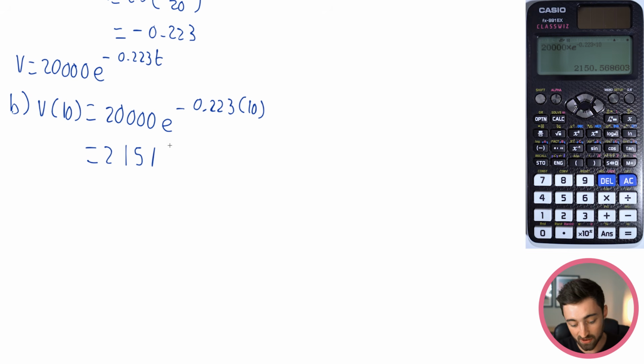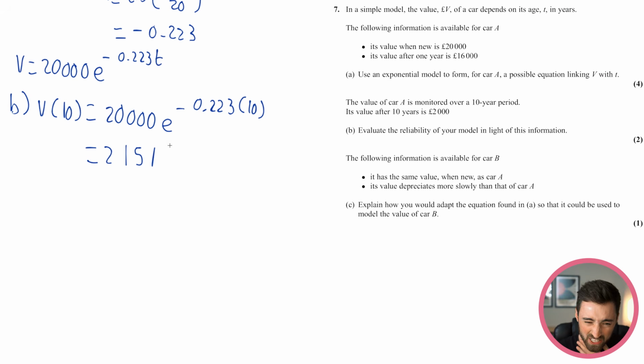It's obviously not 2000, but it's not too far off, is it? So I'd probably say that's more or less 2000. My model's not going to be perfect, but I would say, therefore, it's pretty reliable. I think in these questions, as long as you do the maths right and then give some kind of reasonable argument to your examiner, you're probably going to be fine here. But I'd say it's relatively reliable.